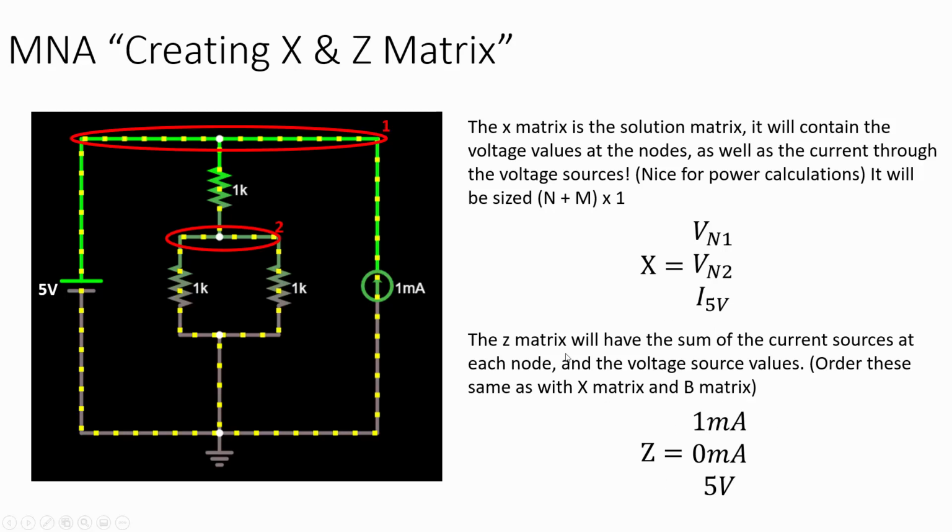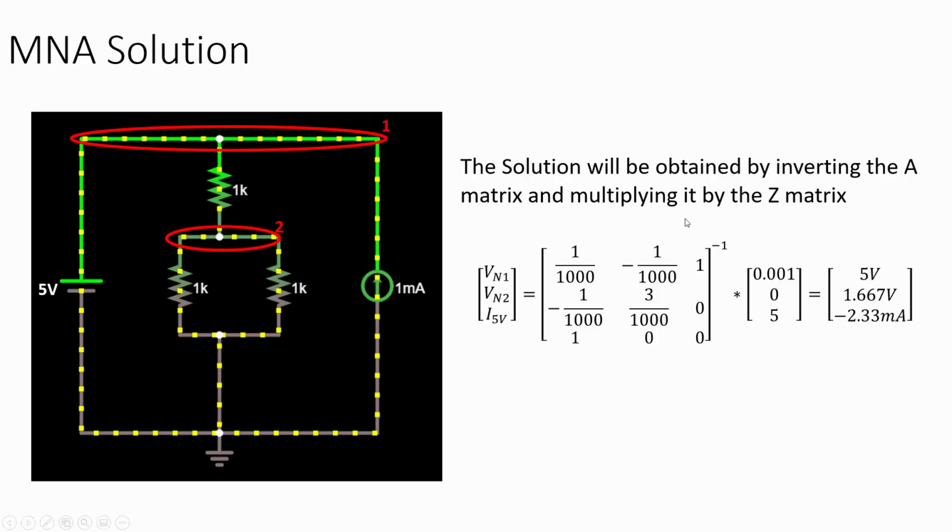The current going into node 1, you have an arrow pointing towards you, so that is 1 milliamp into node 1. If it was pointing away, it would be -1. Then at node 2, you have no current sources pointing into you, so you have nothing, so 0. And then lastly, the voltage source is just 5. So you just put 5. If you had another voltage source, you put 3 under here, and so on.